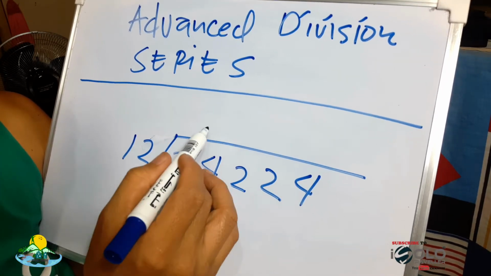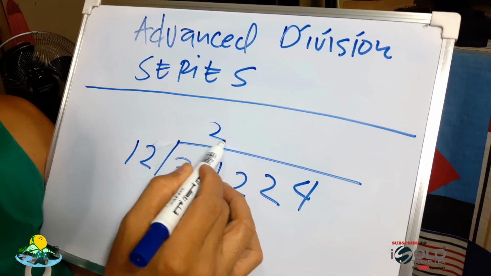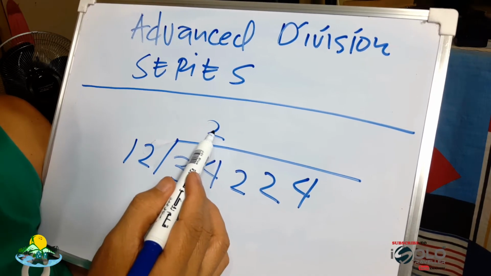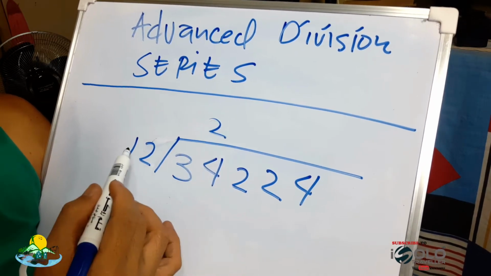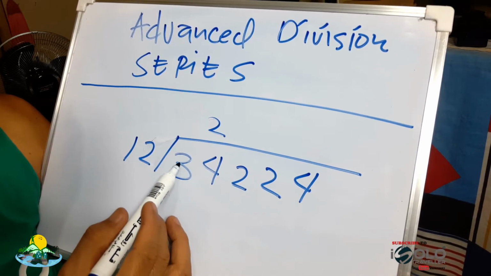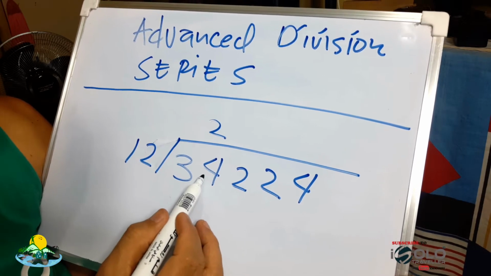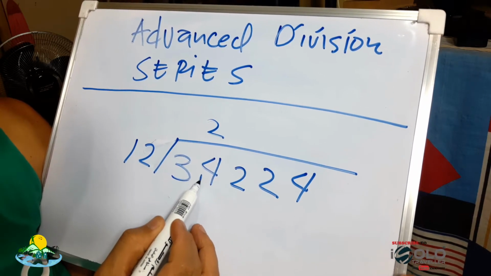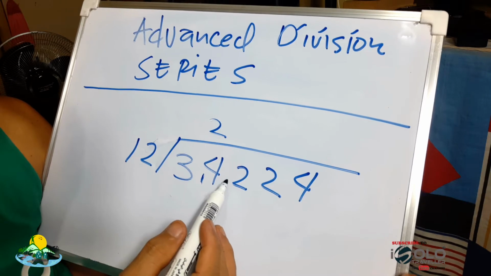3 divided by 1, 2. 2 times 1 is 2. Now, minus that 2 from 3. 3 minus 2, 1. Put that 1 here beside 4. It's now read as 14.